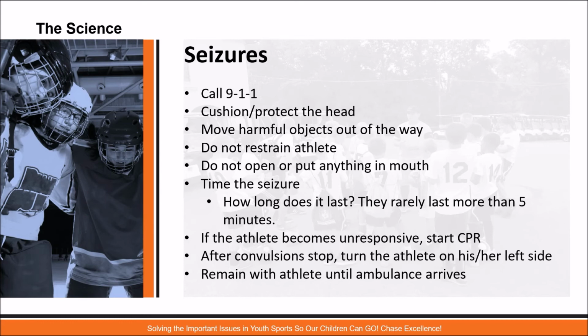If possible, remember to time the seizure. How long does it last? Very important information for the paramedics and for the athlete's physician. If the athlete becomes unresponsive, you must start the CPR protocol. After the convulsions stop, you can turn the athlete on his or her left side. Remain with the athlete until the ambulance arrives.